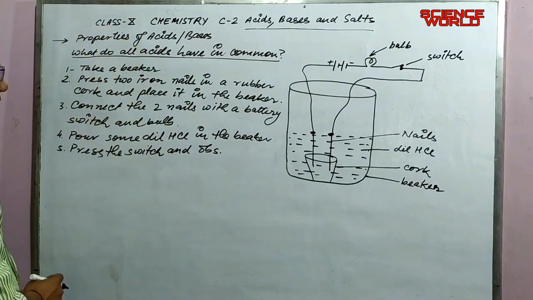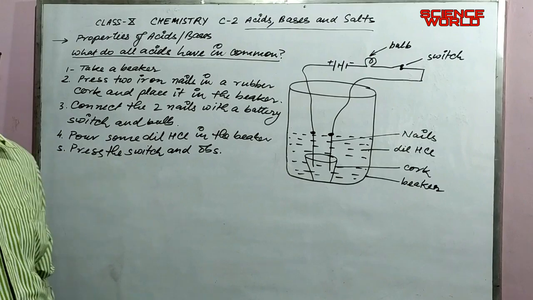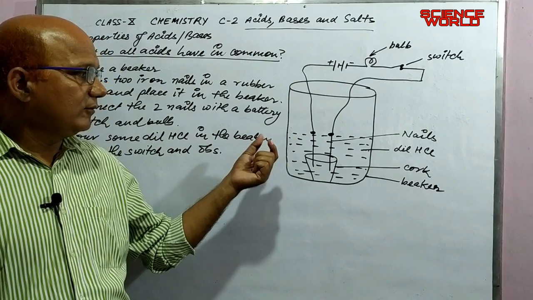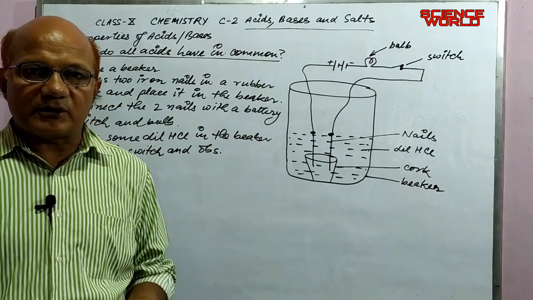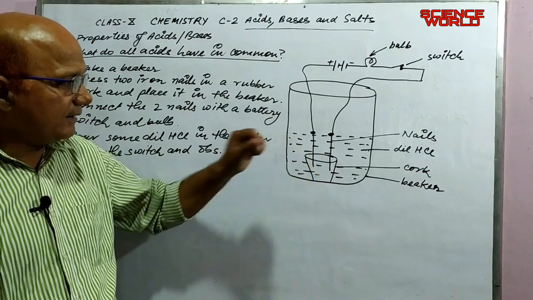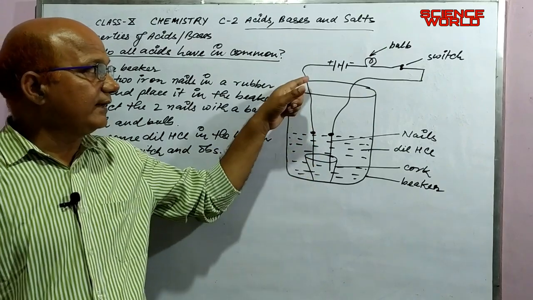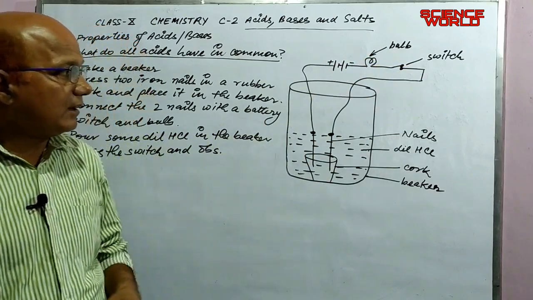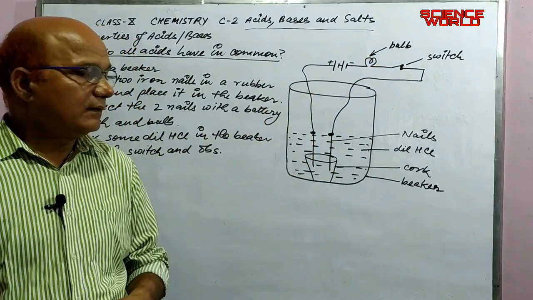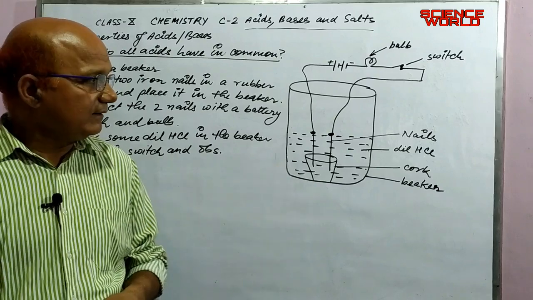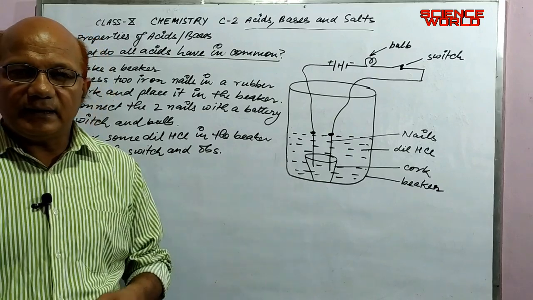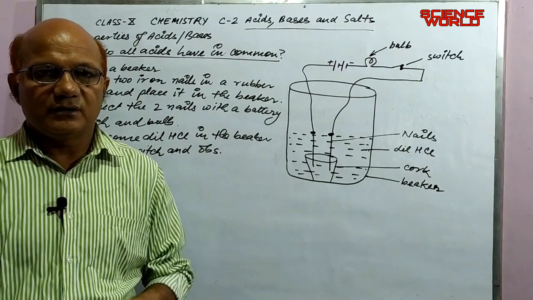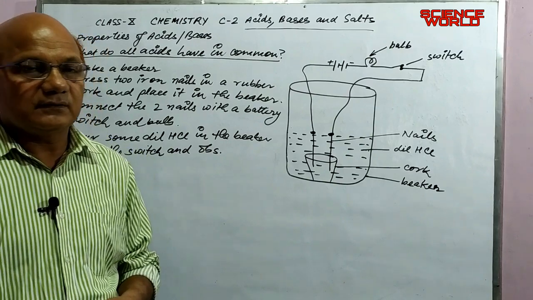So, first of all, take a beaker and then press 2 iron nails in a rubber cork and place it in the beaker, then connect the 2 nails with a battery, bulb and switch. Okay. Now, pour some dilute hydrochloric acid in the beaker and then after pressing the switch, you observe that the bulb glows.